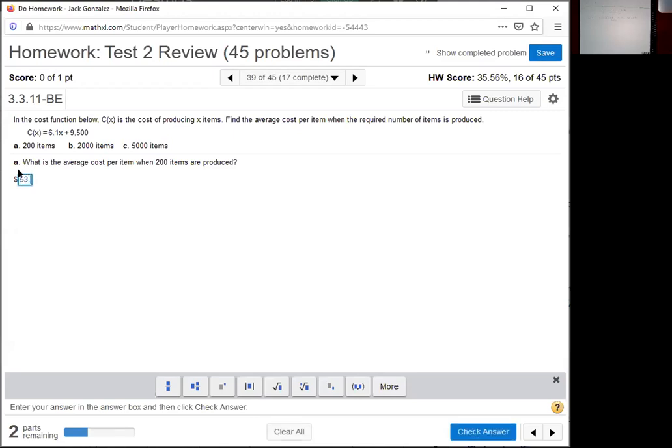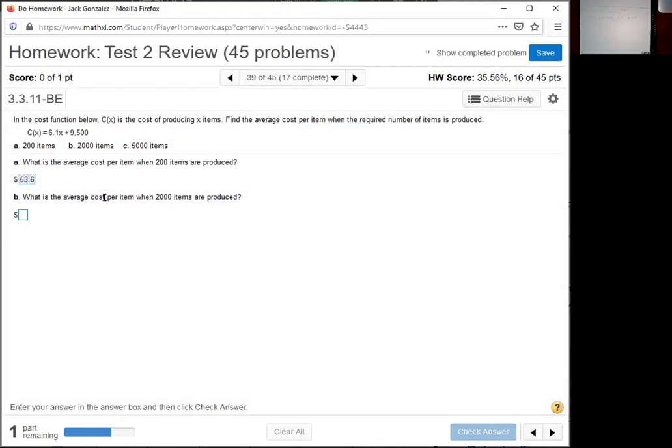So 53 point... Did it say round or anything? Nope. Usually when you have a fraction of an item, like for example, if this was 53.6 people, you would round up because that doesn't make sense. Because we're producing whole items, so 0.6 of whatever we're talking about. In real life, you just either make a couple extra or cut it out. But anyway, part B and C will be the same deal. You just plug in 2,000 into here and then divide by 2,000. 5,000, same deal.